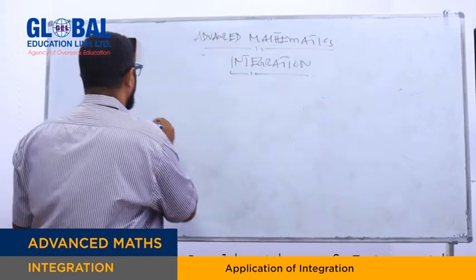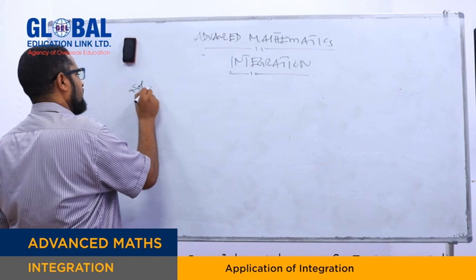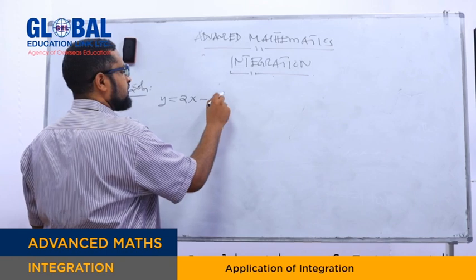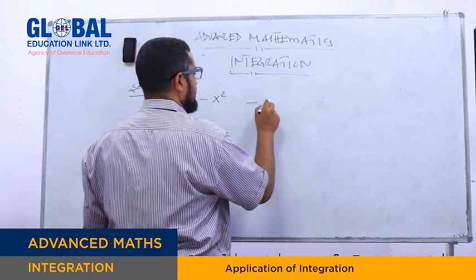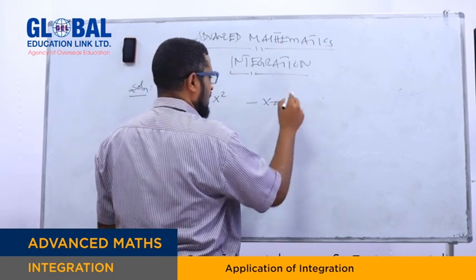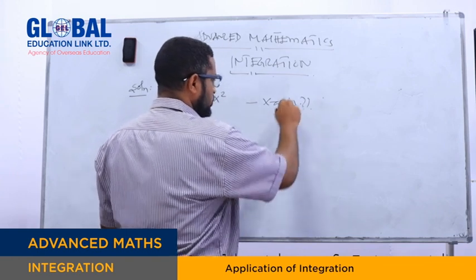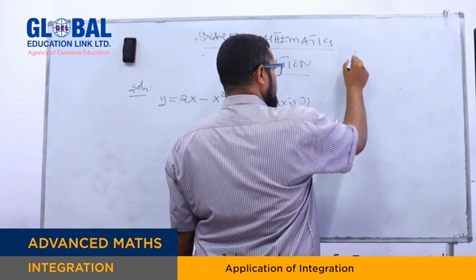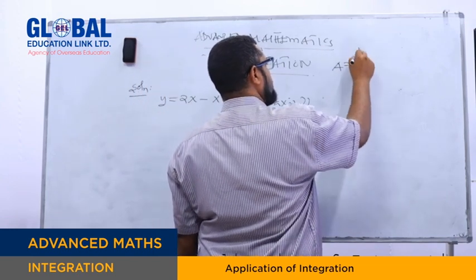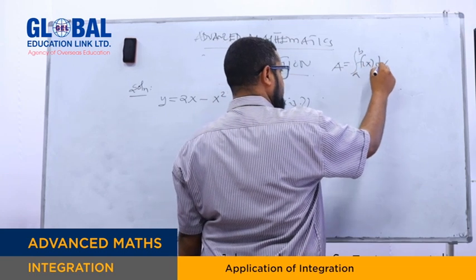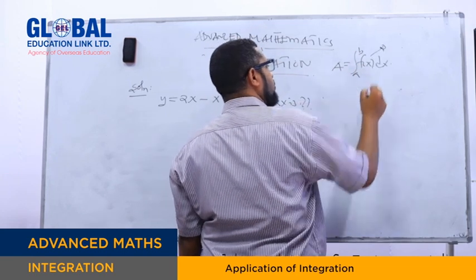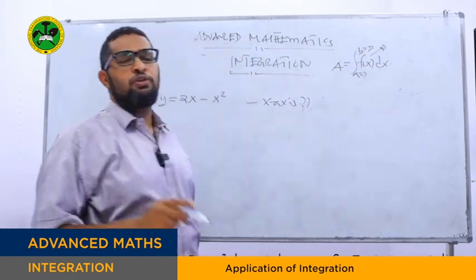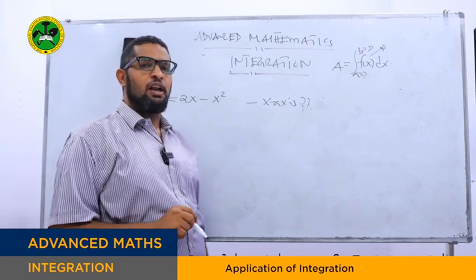In example number 2, we are given y equal to 2x minus x squared and the x-axis. So this is the question. Do you know the limit that you are going to use in the formula? Because the formula is area is equal to the integral from a to b of f of x dx. Okay, the f of x, you know it. But do you know the value of a and that of b? My dear students, it's not easy unless you draw the graph or you sketch.